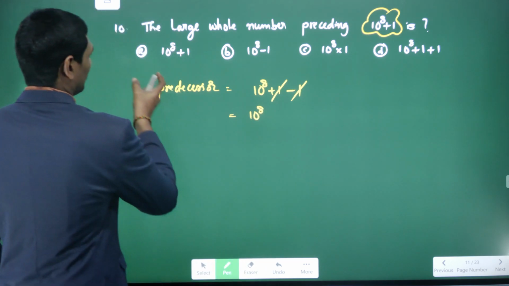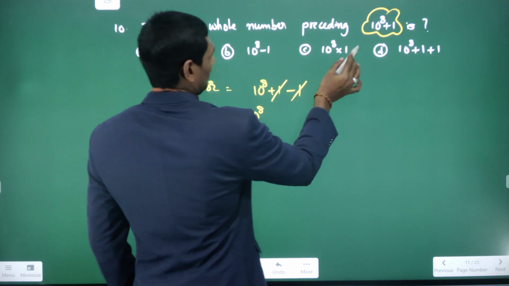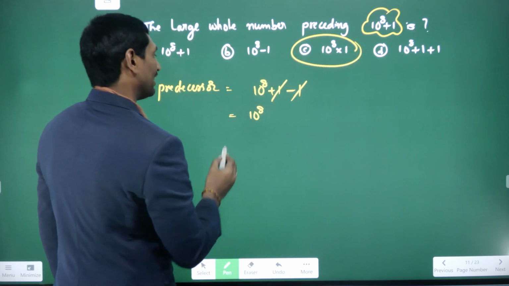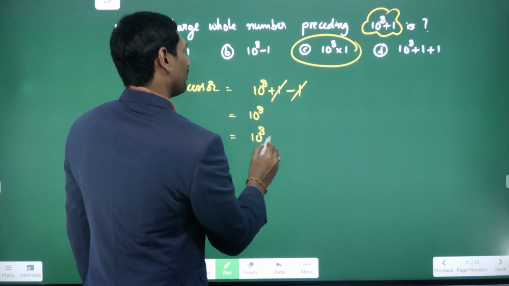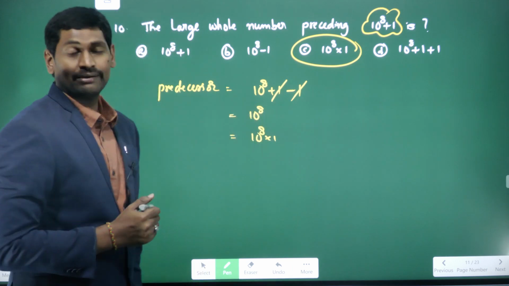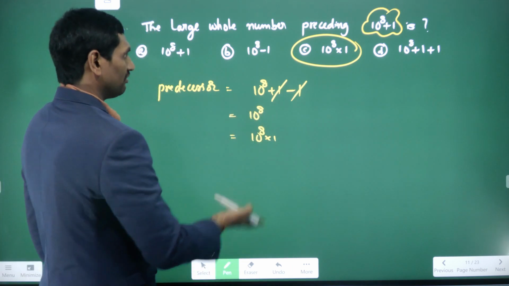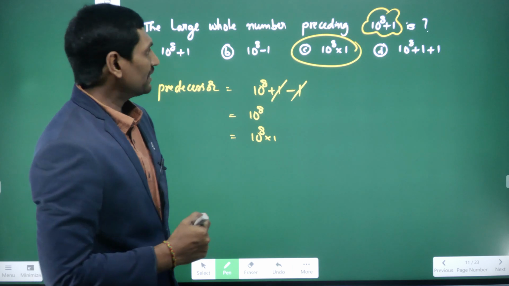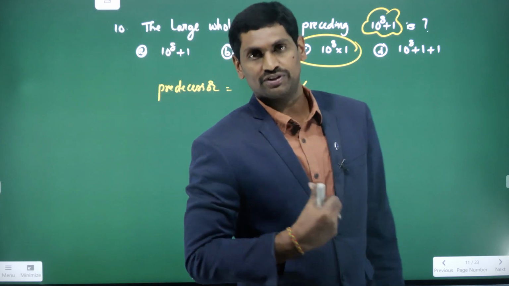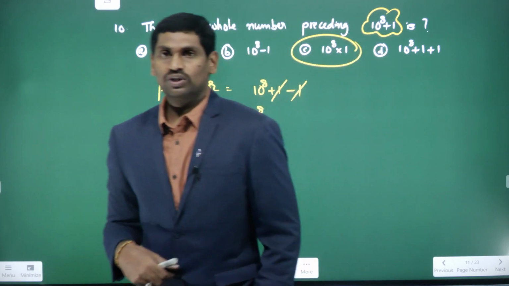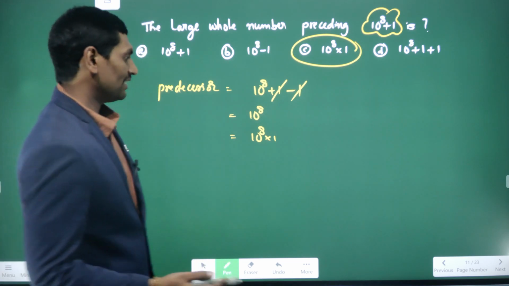According to the options, the 10 power 8 is nothing but this one. We can write 10 power 8 also as 10 power 8 into 1. 10 power 8 into 1 is nothing but 10 power 8. We can write in this manner. So option C will be the correct answer for this question. Okay, so let us go through the next problem.